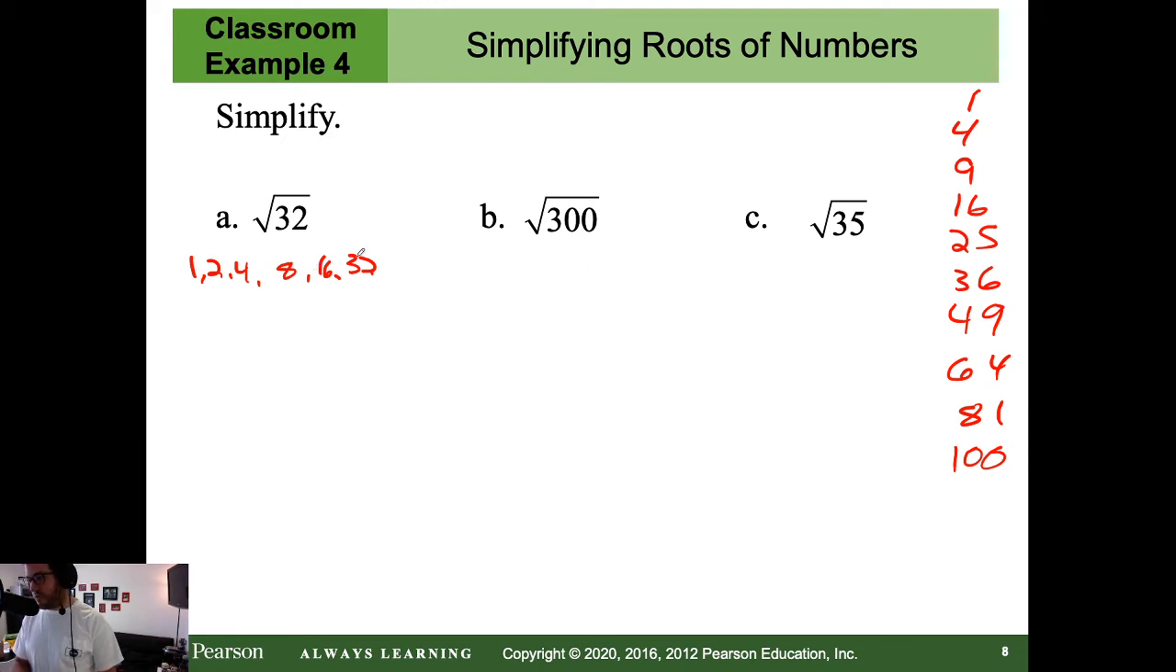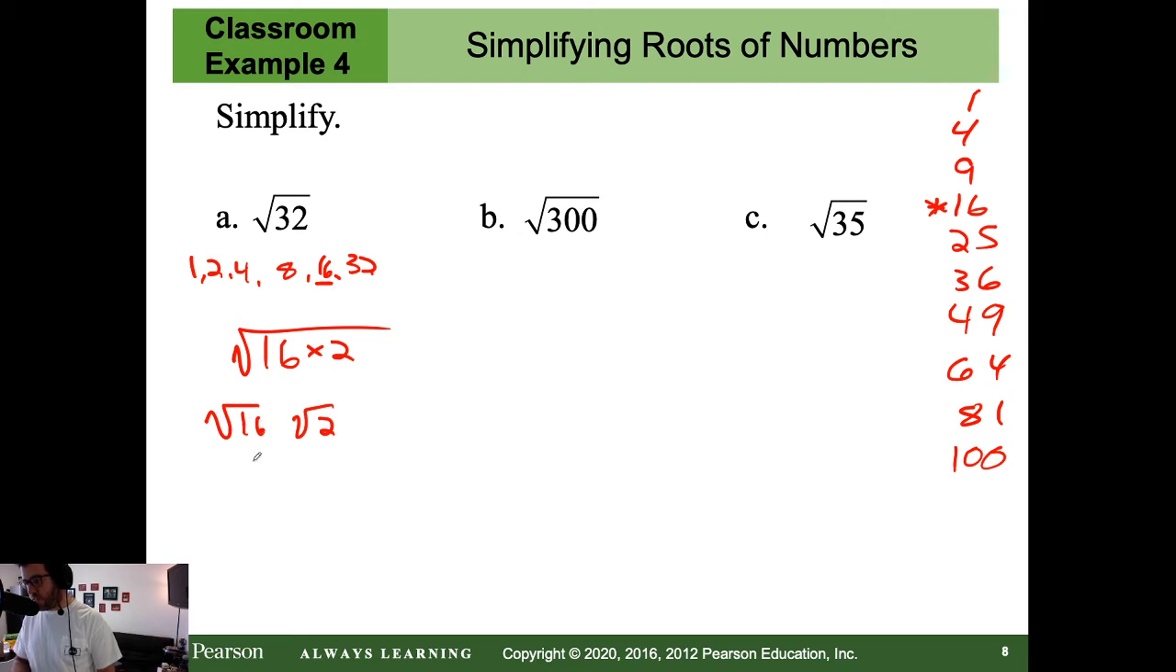So then what I do is I start with my largest number and I see, is it over here on my list? And it's not. But you'll notice that 16 is on my list right there. Okay? So what I do is I write the square root of 32 as the square root of 16 times 2, because 16 times 2 is 32. You can also just divide 32 by 16 to get your 2. And then, going back to the product rule, break them up.